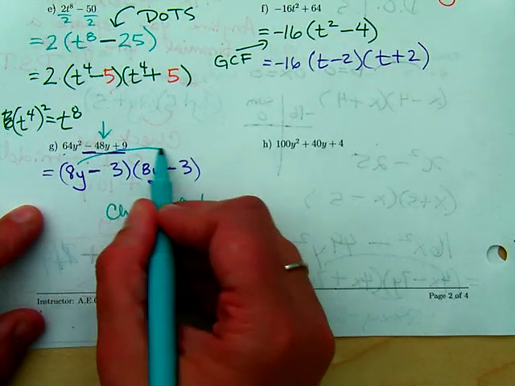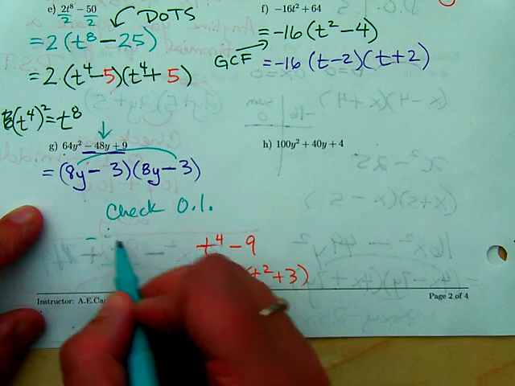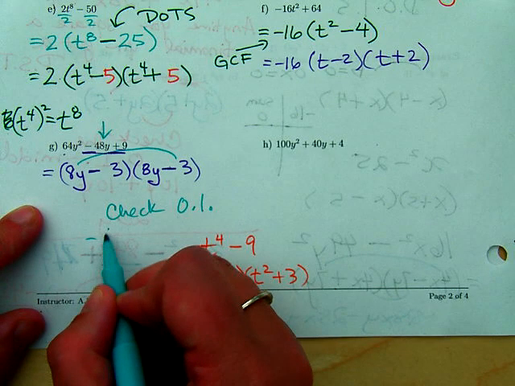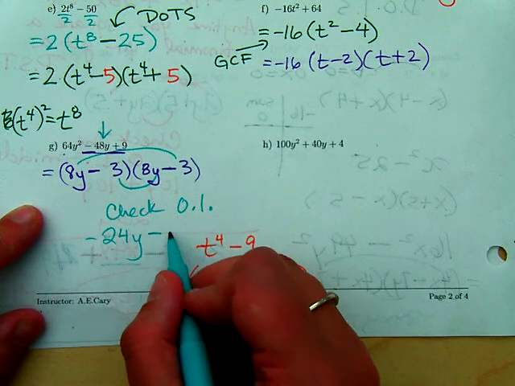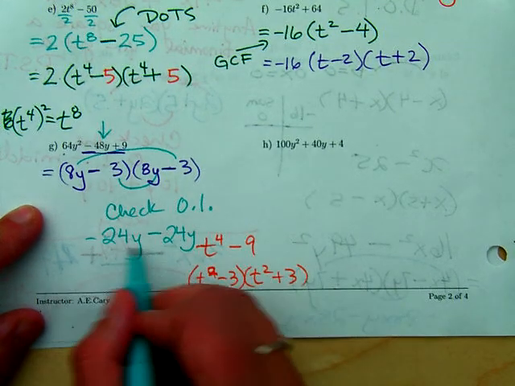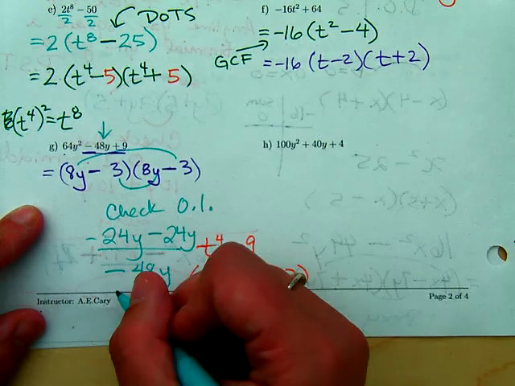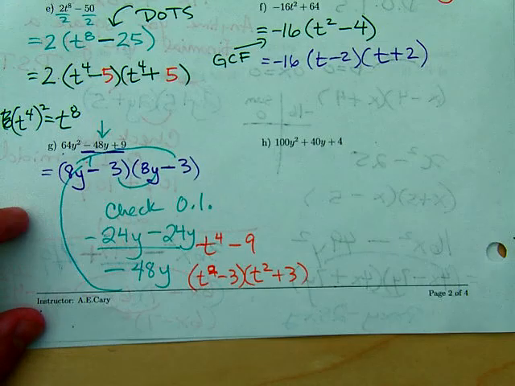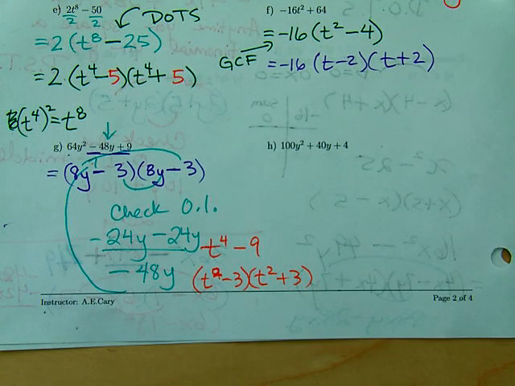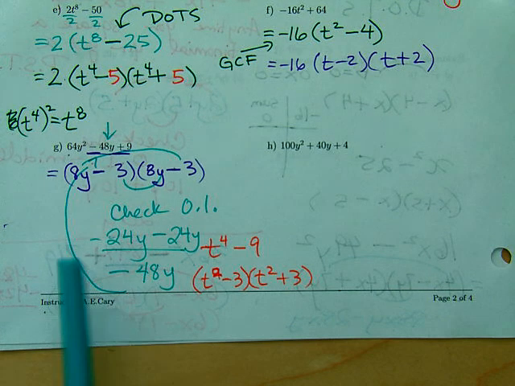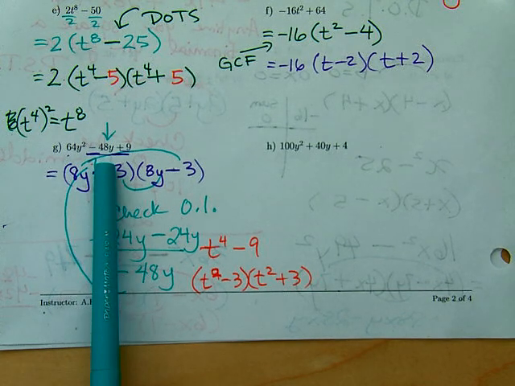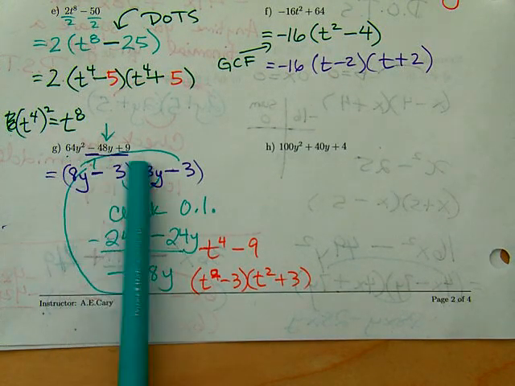Outside, inside. That's negative 24y. What's the inside? What do these add up to? Oh, and that's the middle number right there. You see, I'm just checking the middle. I already know the first and the last are going to work. Yes? Not all the numbers. The middle number is not a perfect square, just the first and the last.